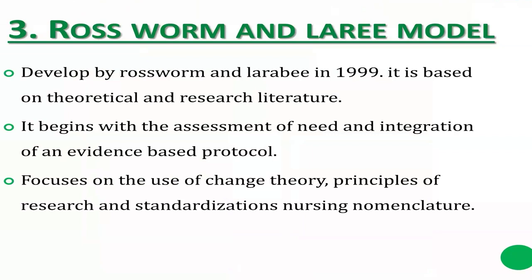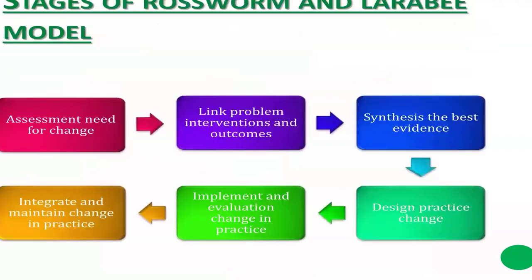There is the Rosswurm and Larrabee model. This was developed in 1999. It begins with assessment of need and integration of evidence-based protocol, with focus on the use of change theory, principles of research, and standardization of nursing nomenclature. So the stages are: assess the need for change, link problem, intervention and outcome, synthesize best evidences, design practice change, implement and evaluate the change in practice, and integrate and maintain the change in practice. So these are the steps of the Rosswurm and Larrabee model.